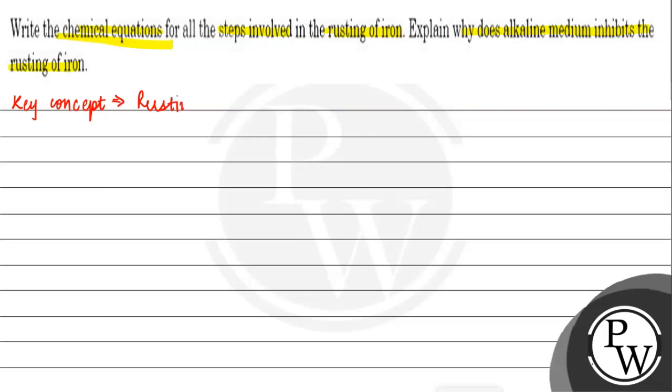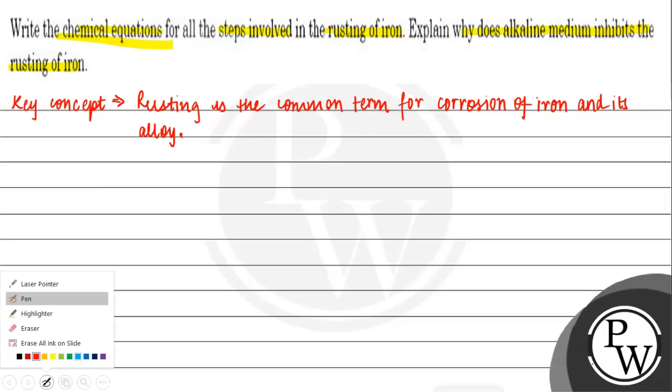Rusting is the common name, या फिर कह सकते हैं common term for corrosion of iron and its alloys. बाकी metals में भी oxidation होता है. They also undergo equivalent corrosion, but the resulting oxides are not commonly known as rust.